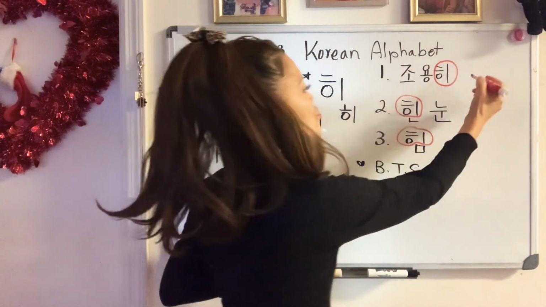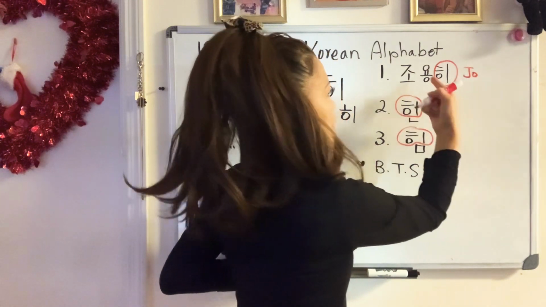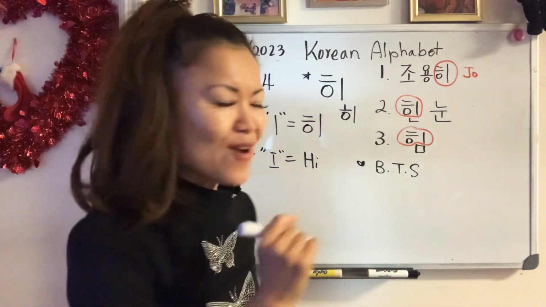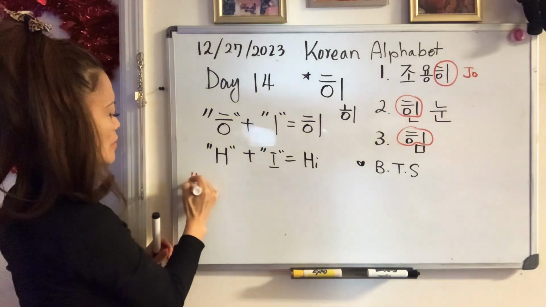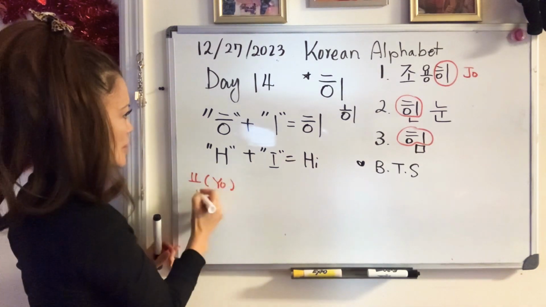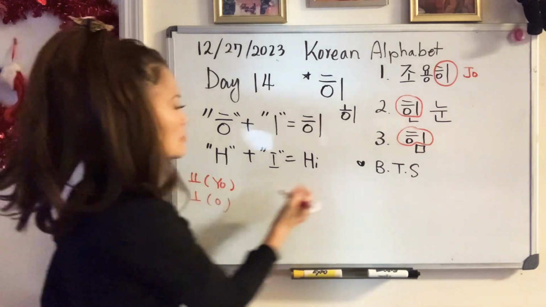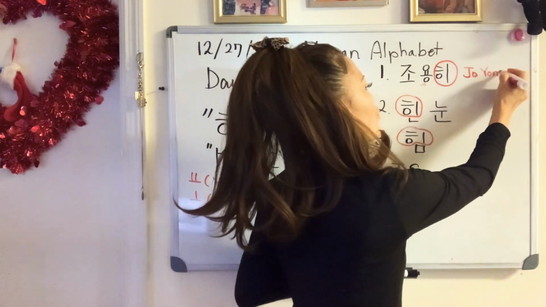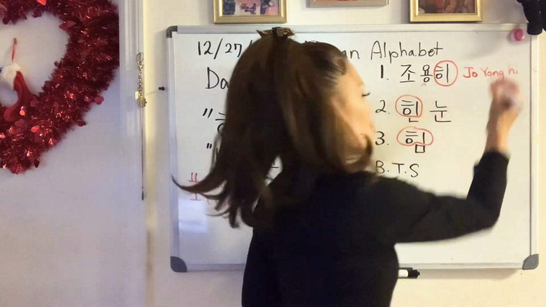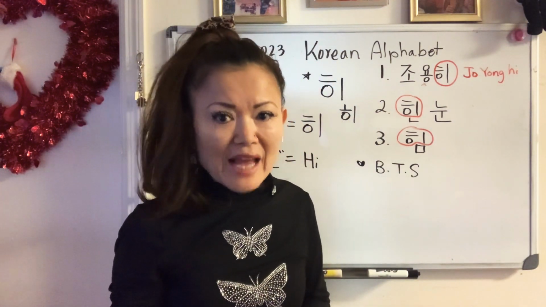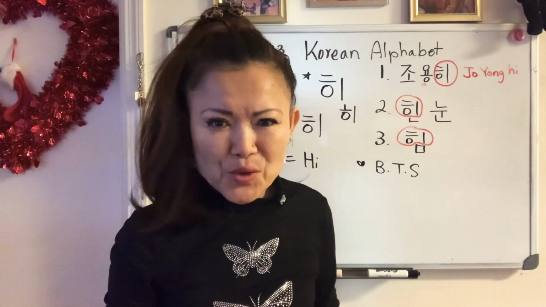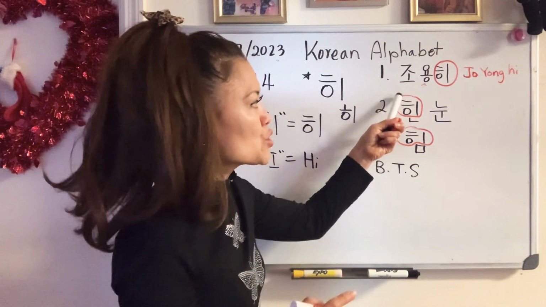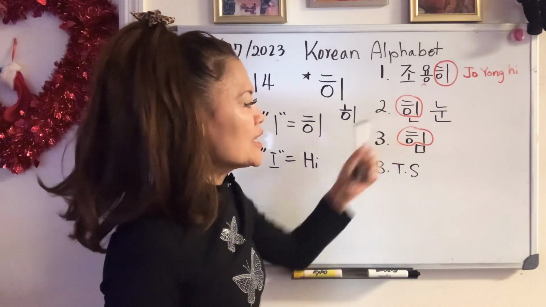Jo, with O. The circle is in first position, so it has no sound, only the vowel is pronounced. So yo, this is vowel yo. And then the other one is o. Yo with the ng, this is an ng sound, yong, and he. Joyonghi means quietly. It's an adverb, okay? Joyonghi, 조용히. If somebody's too noisy, you say 조용히 해. It's quiet, okay? 조용히.